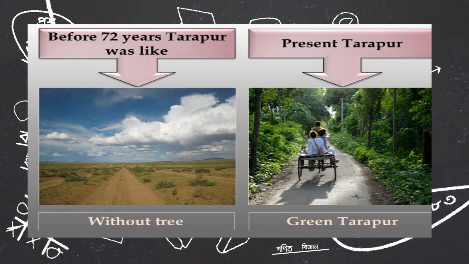In this picture we can see that 72 years ago Tarapur was like this, without trees. You can see the picture. The village is very dry, the soil is dry, and there are no trees here. Okay, this is the present Tarapur. After 72 years you can see Tarapur is totally green. And how is it possible? It is possible because of Kartik Pramanik, because he planted so many trees to make his village green and pollution free. So I think he is a great man.